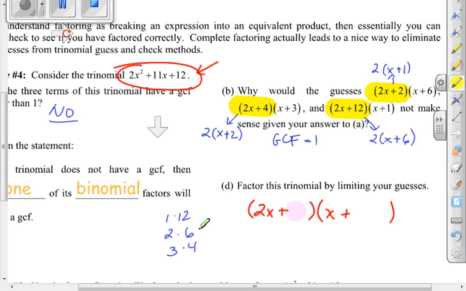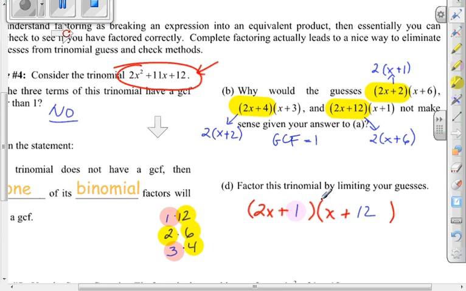Now, of those possibilities, 12, 6, 4, and 2 all share a GCF of 2. 1 and 3 do not have a greatest common factor when paired with 2. So those are the ones I want to try. I want to try a 1 or a 3 in this spot. Now, if I put a 1 here, that means I would have to put a 12 here.